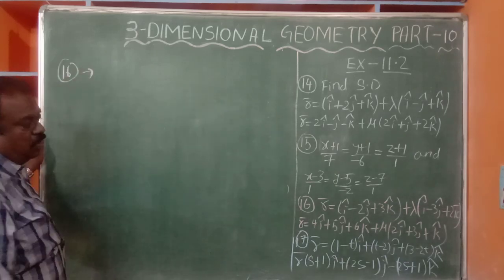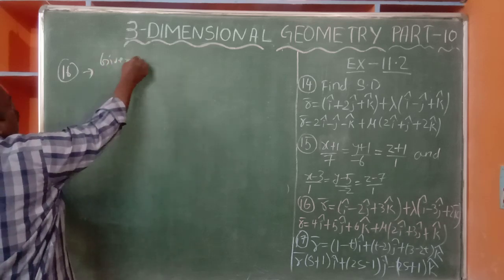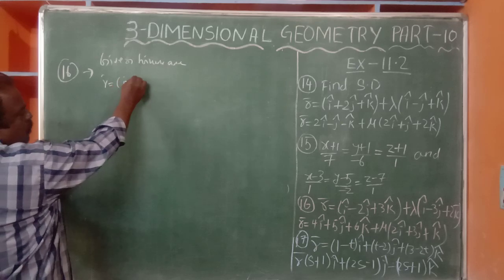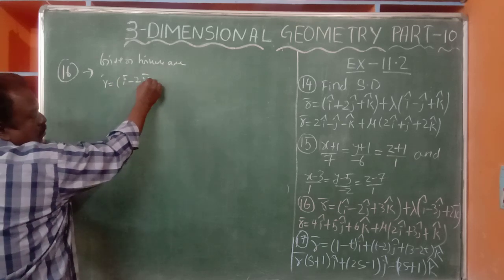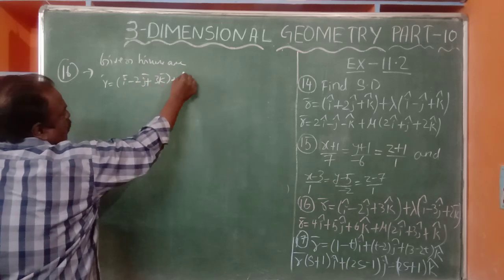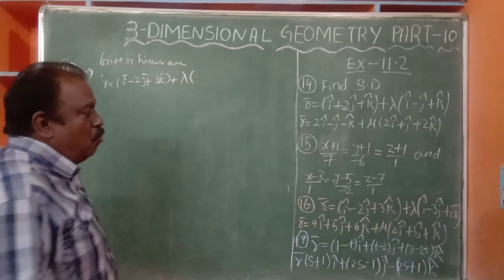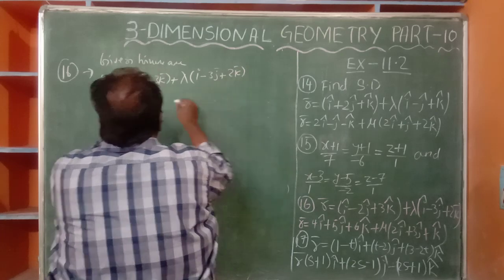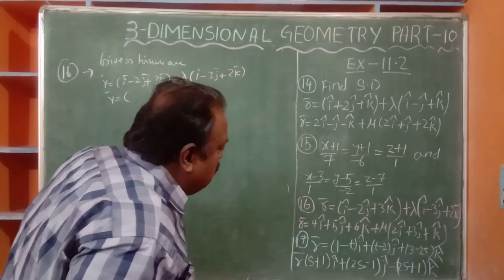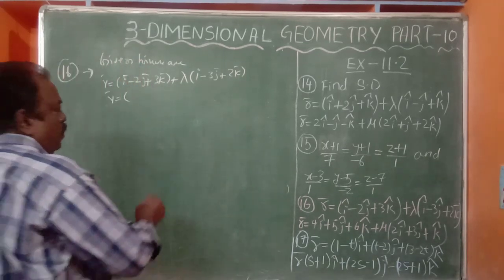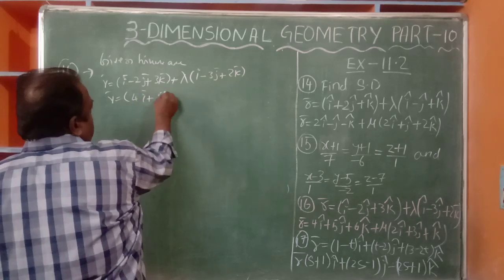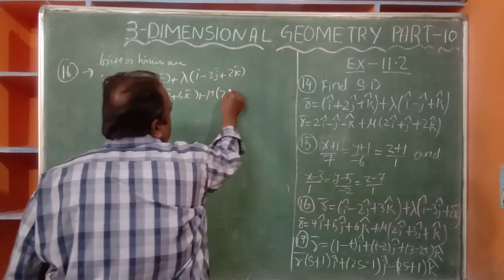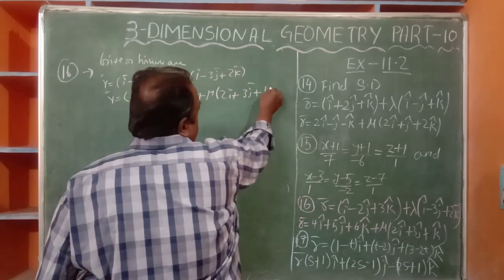Now see, 16th is given the lines are r bar is equal to i minus 2j plus 3k plus lambda of i minus 3j plus 2k, and r bar is equal to again 4i plus 5j plus 6k plus mu of 2i plus 3j plus k.